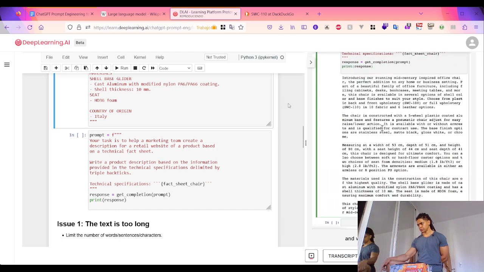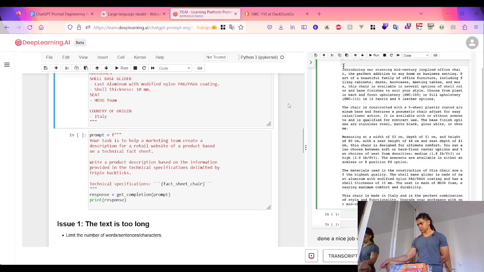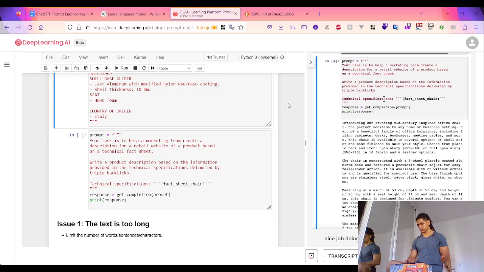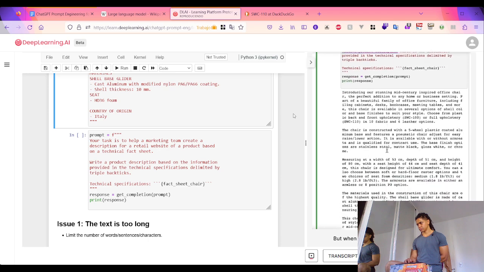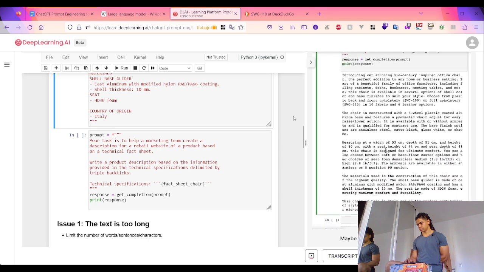And we get this result. It looks like it's done a nice job writing a description, introducing a stunning mid-century inspired office chair, and so on. But when I look at this, I go, boy, this is really long. It's done a nice job doing exactly what I asked it to, which is start from the technical fact sheet and write a product description. But this is kind of long. Maybe we want it to be a little bit shorter.